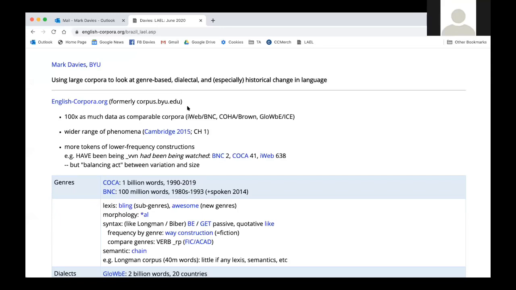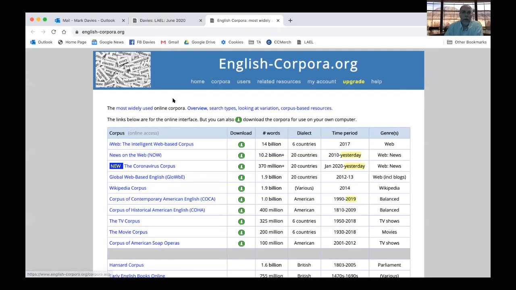The corpora that I'll be talking about, as Tony mentioned, are from English-corpora.org. And I'm going to be focusing today on three main corpora. I'll be talking about COCA to look at genre-based variation. I'll start out with that. And then talk about dialectal variation with GloWbE, which is about 2 billion words from 20 different English-speaking countries. And then I'll finish up, and hopefully I'll be able to spend a good half of the time talking about historical change. And I'll be using COHA, the Corpus of Historical American English, as well as some other corpora.